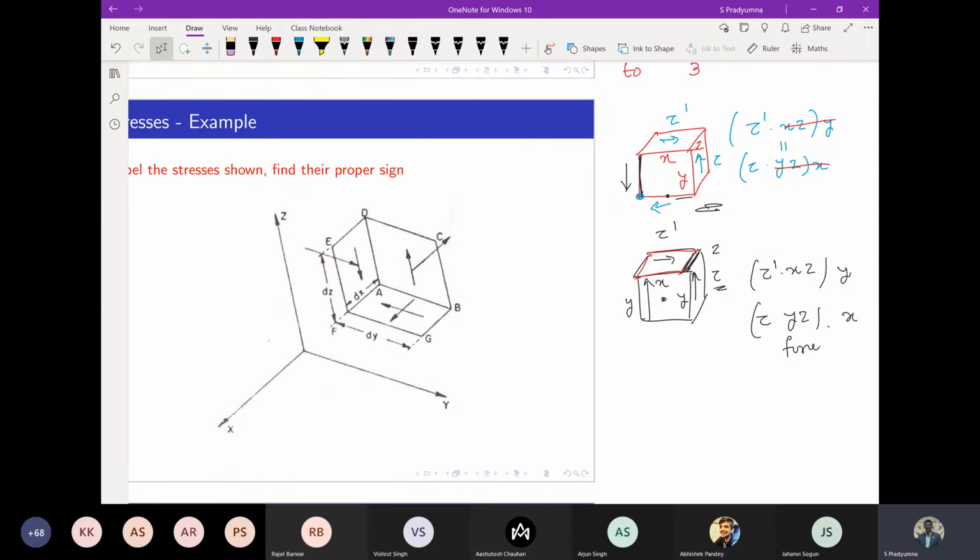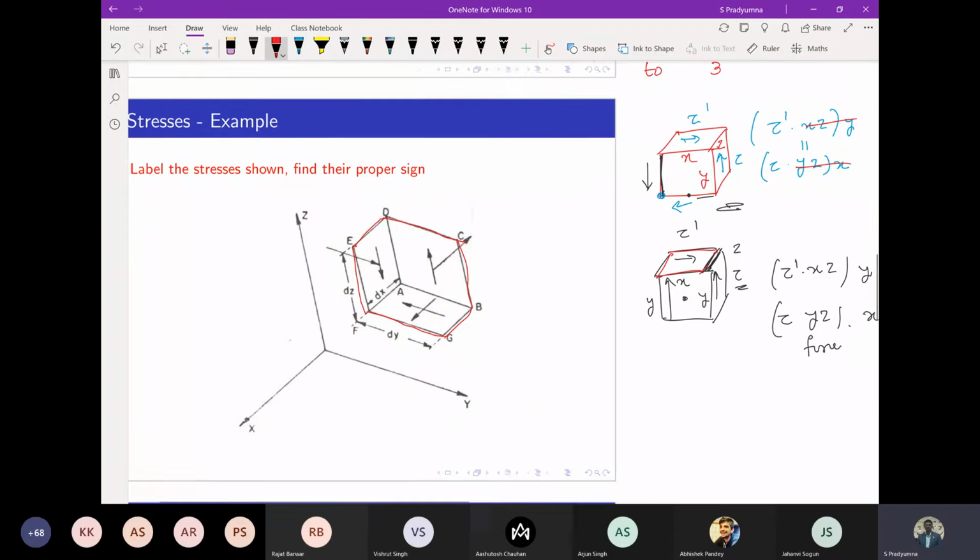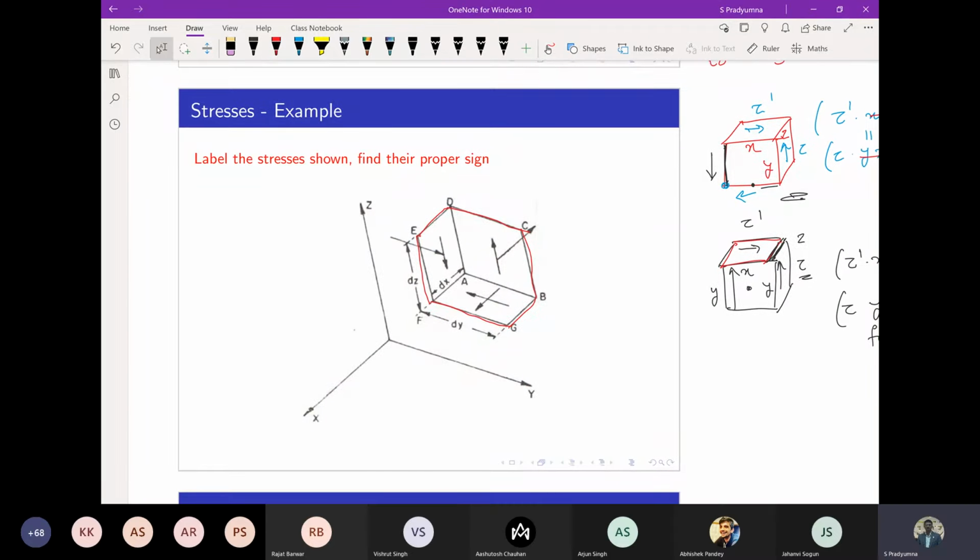Okay, now let us have a problem. This is a cube which is cut. So this is the outer face of the cube. It is actually cut. Now can you tell me what are the stresses acting on this, with proper sign? Let us start with this one. What is this one?